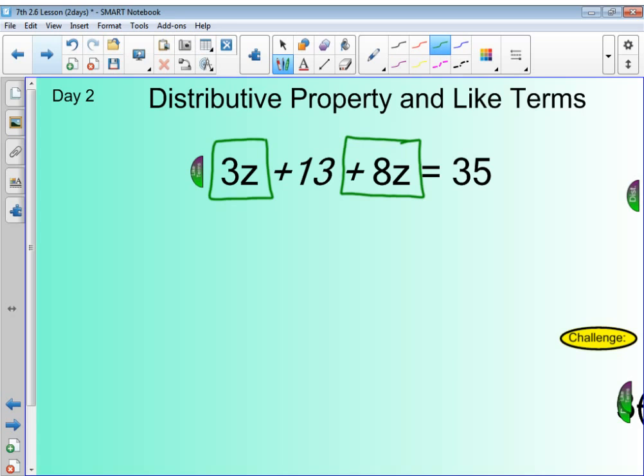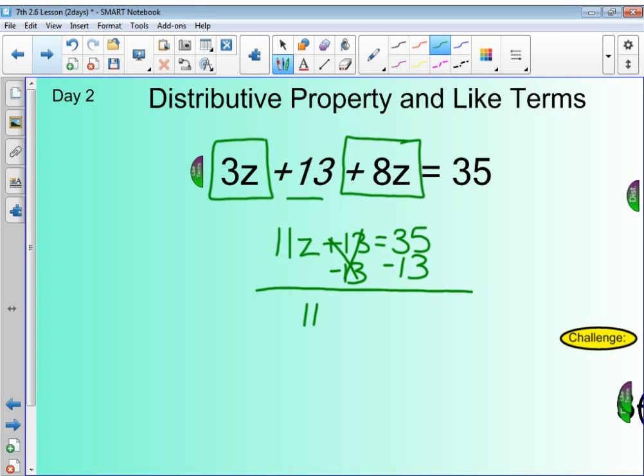So those are the same symbol. Find the sum. We get 11z. Then I still have this plus 13 equals 35. Okay, so now we have a two-step equation. So we want to work it just like we did the other day. So right now it's plus 13. Well, the opposite is minus 13. Minus 13. We have 11z equals 22. So now we'll divide by 11 to get that 11 away from the z. Divide by 11. Z equals 2.